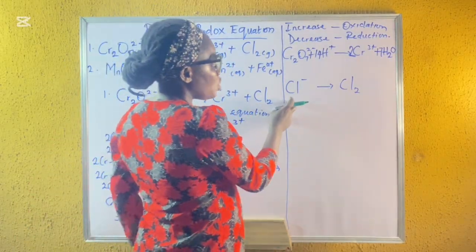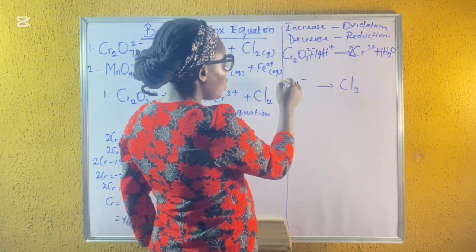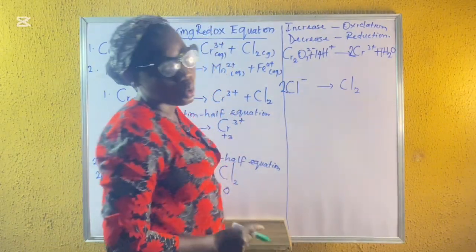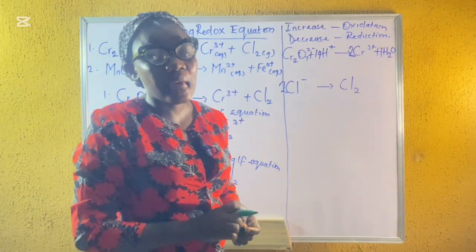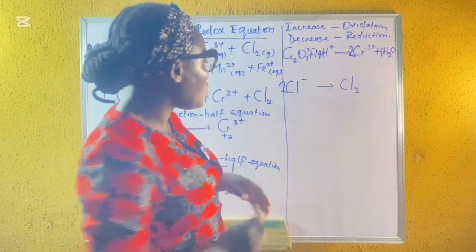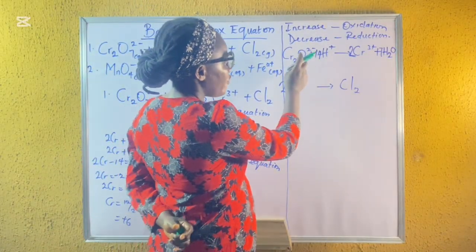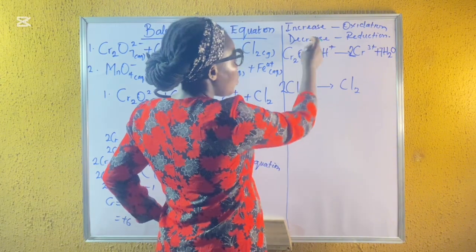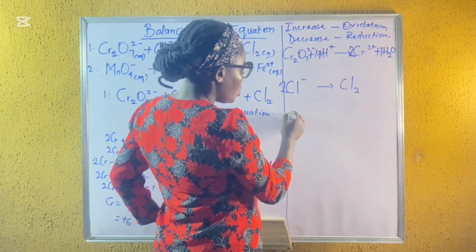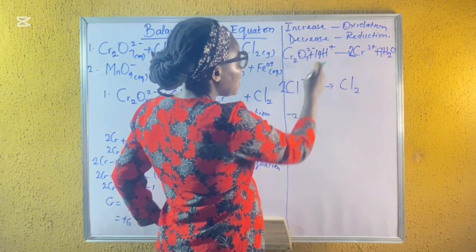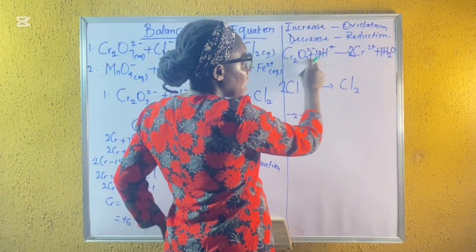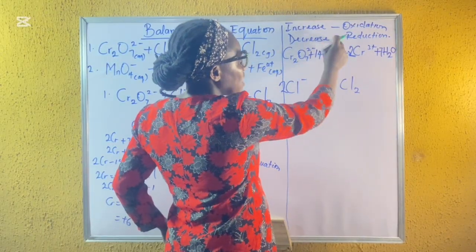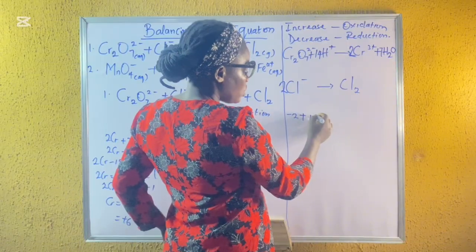So I've been able to balance the atoms. Now, I have 2 chlorine, I have 1 chlorine, then I'll have 2 chlorine. So the next thing is to balance the charges. Let's do it for chromium, what's the charge here? -2, plus I have 14 here, and I have plus 1. 14 times 1 will be plus 14.